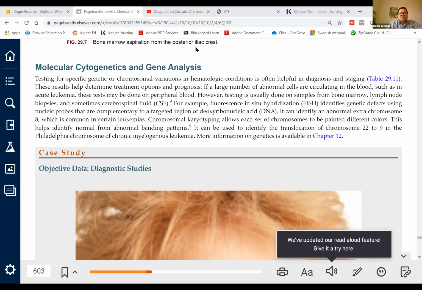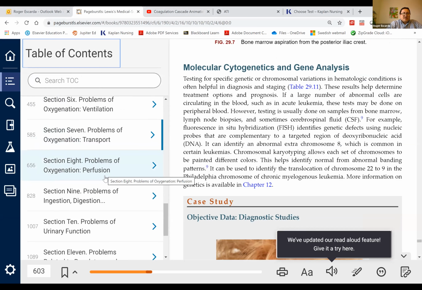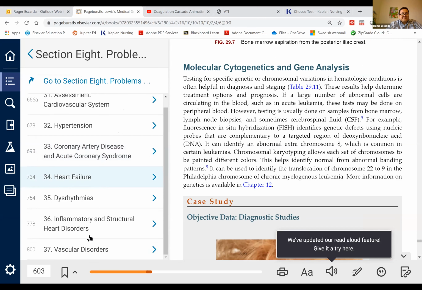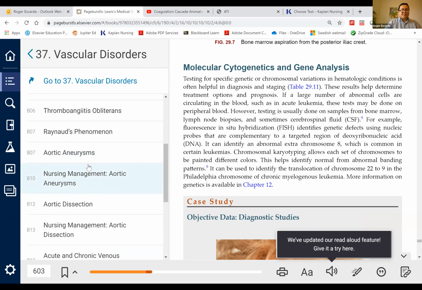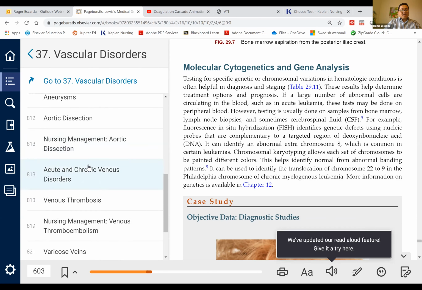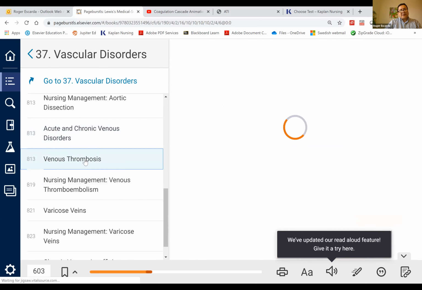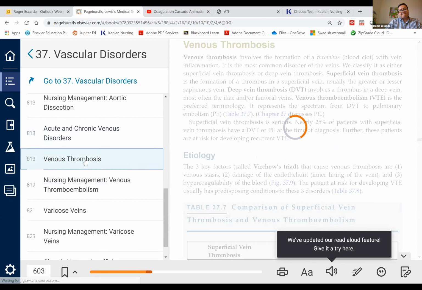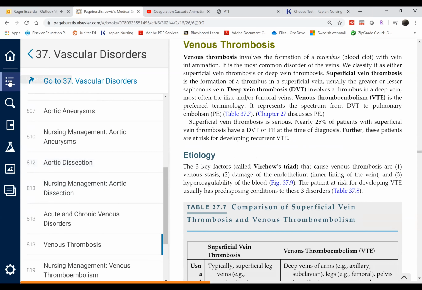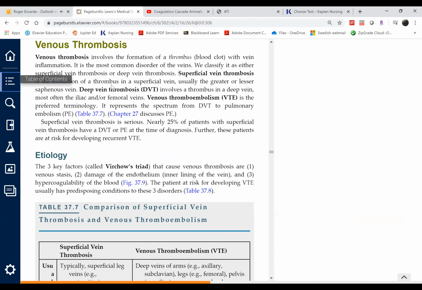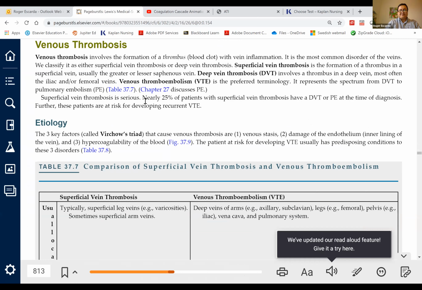All right, let's proceed to 37 now. Under clotting problems, this is chapter 37, vascular disorders, particularly under thrombosis. Here, venous thrombosis, page 813. So 813, venous thrombosis.